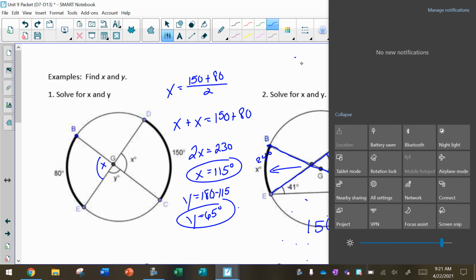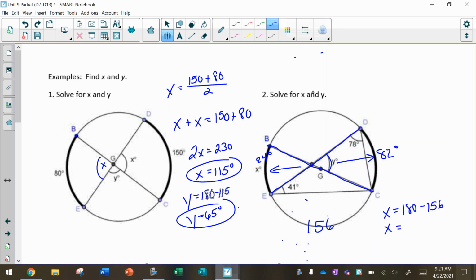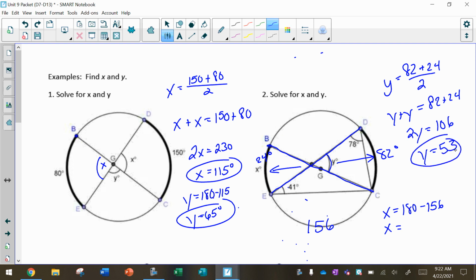So y is equal to 82 plus 24 divided by 2. Or y plus y equals 82 plus 24. In either case, you end up with 2y on the left. 82 plus 24 is 106 on the right. Divide that by 2, and you get 53. All right? So x is 24, and y is 53.